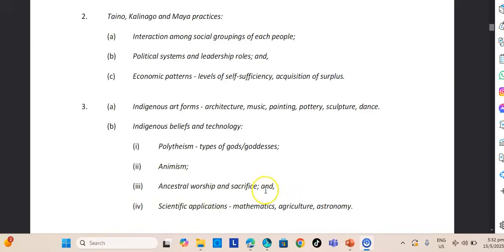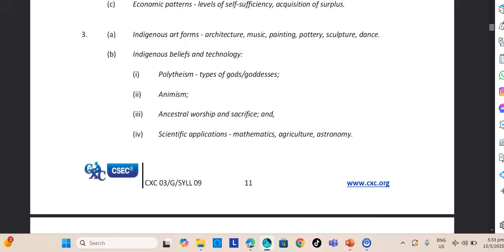Ancestral worship and sacrifice. Ancestors were believed to have power over death and could influence the living. Offerings were made to honor the dead, and to ask for guidance or protection. The Maya built temples and tombs for important ancestors. The Tainos kept zemis of ancestors. Sacrifice was a key part of religious life, especially among the Maya. Animals, food, sometimes humans were offered to please the gods or ensure balance in nature. Sacrifices were made during droughts, wars, or special festivals.